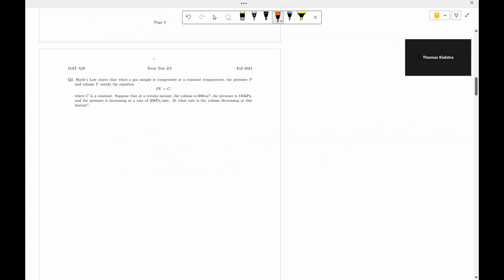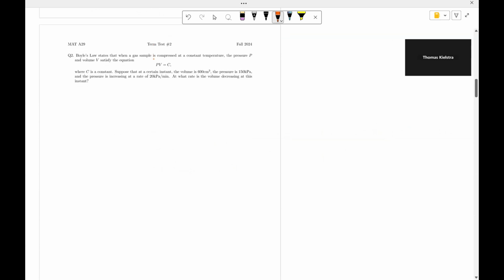In question two, we have an application question. And here it starts about Boyle's law. And Boyle's law is a simplification of PV equals nRT, or the pressure times the volume equals the number of moles times a constant times the temperature. And this is something that you will see a lot in chemistry. This is a classic chemistry question. But Boyle's law, what we have is the temperature staying constant. So this nRT becomes a constant term C.